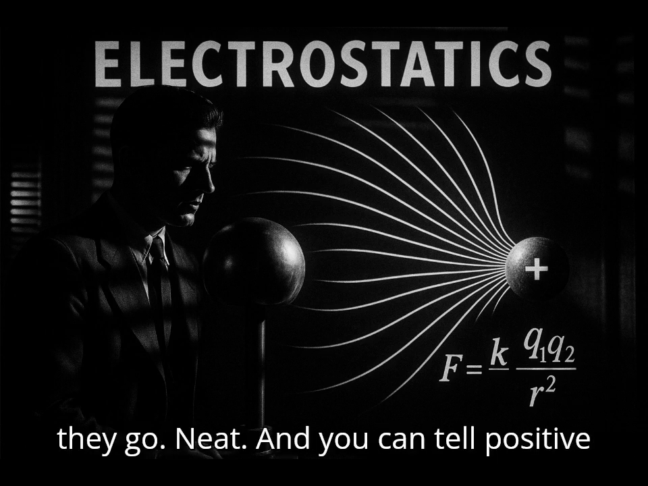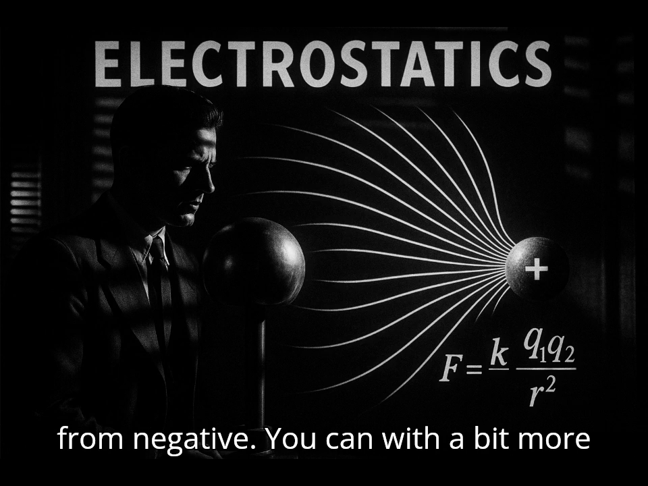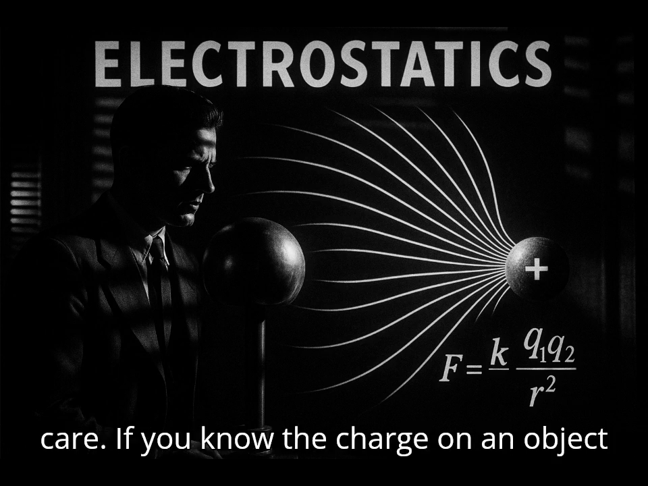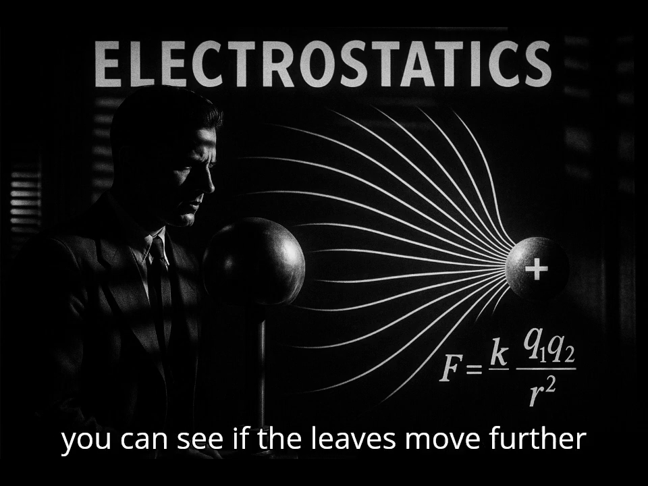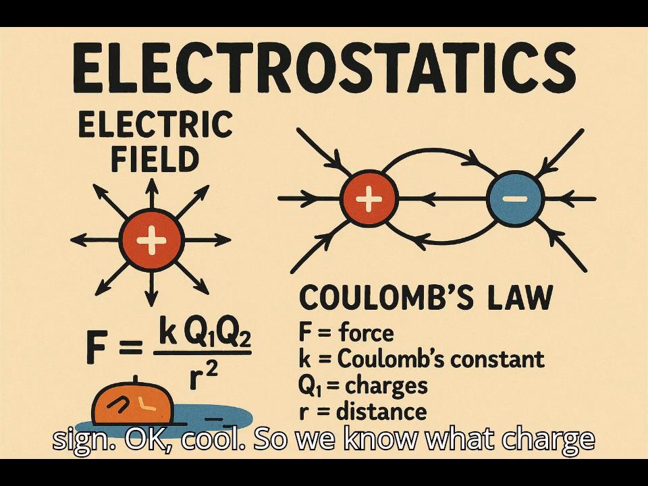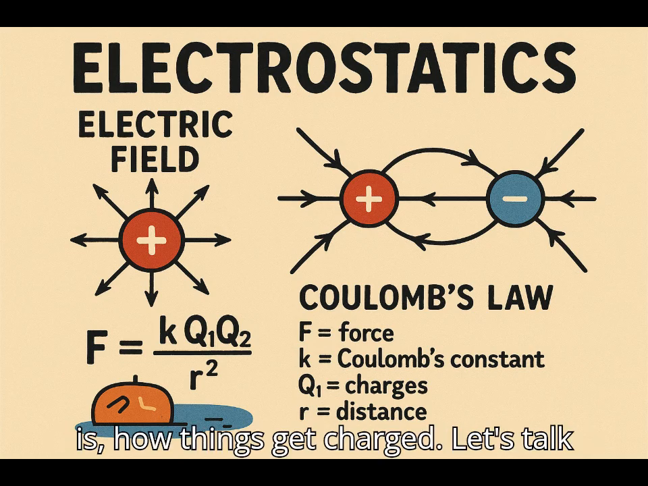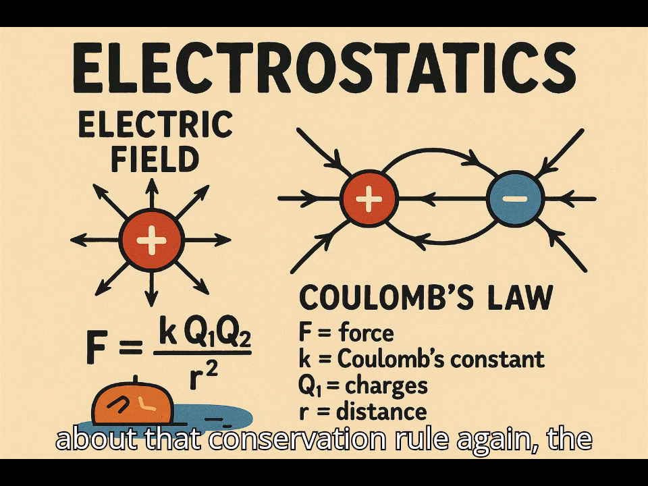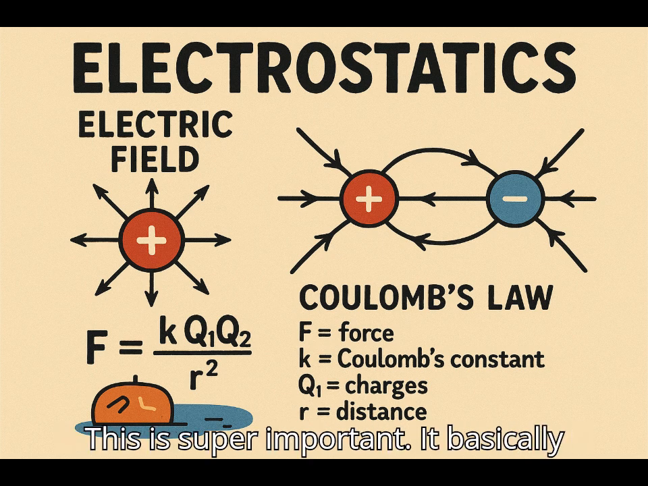Neat. And you can tell positive from negative. You can, with a bit more care. If you know the charge on an object you bring near a charged electroscope, you can see if the leaves move further apart or closer together and deduce the sign. Okay, cool. So we know what charge is, how things get charged. Let's talk about that conservation rule again. The law of conservation of charge. Right. This is super important.